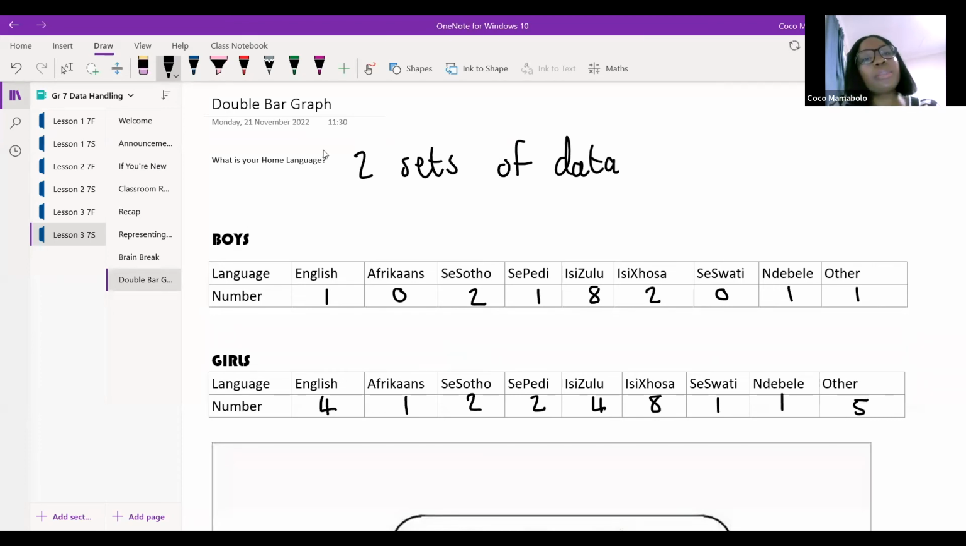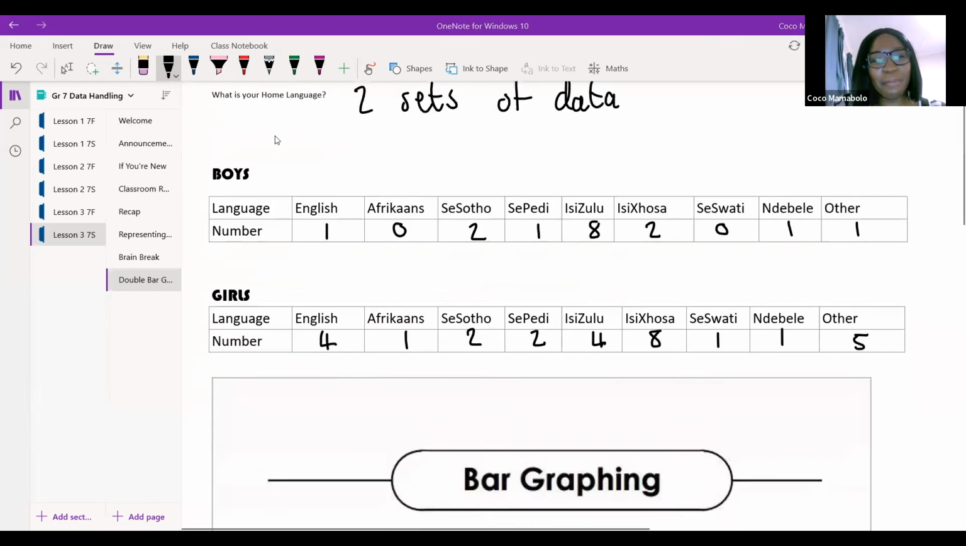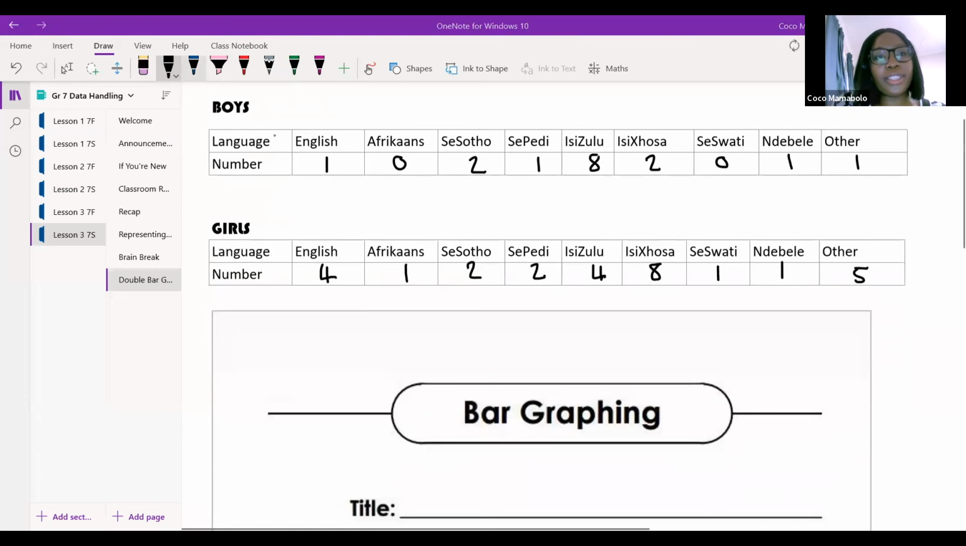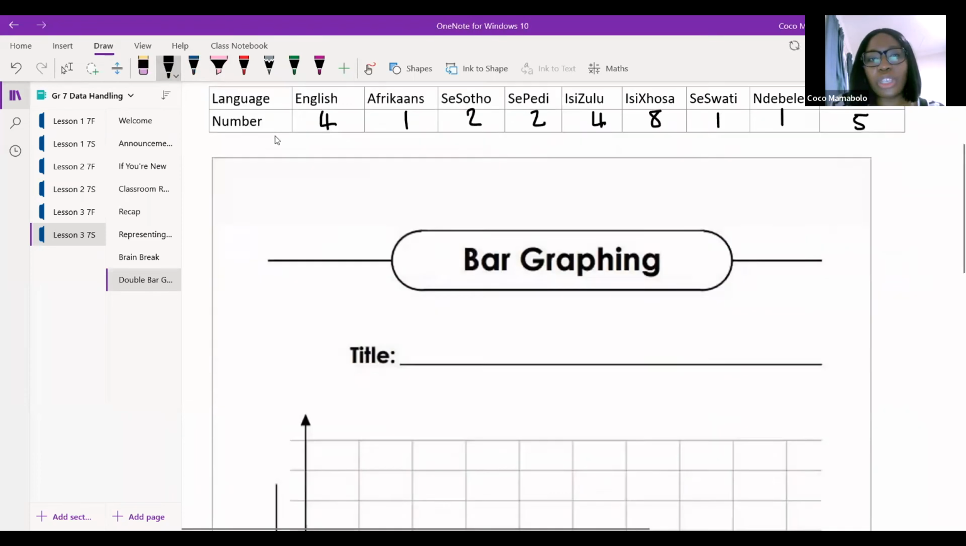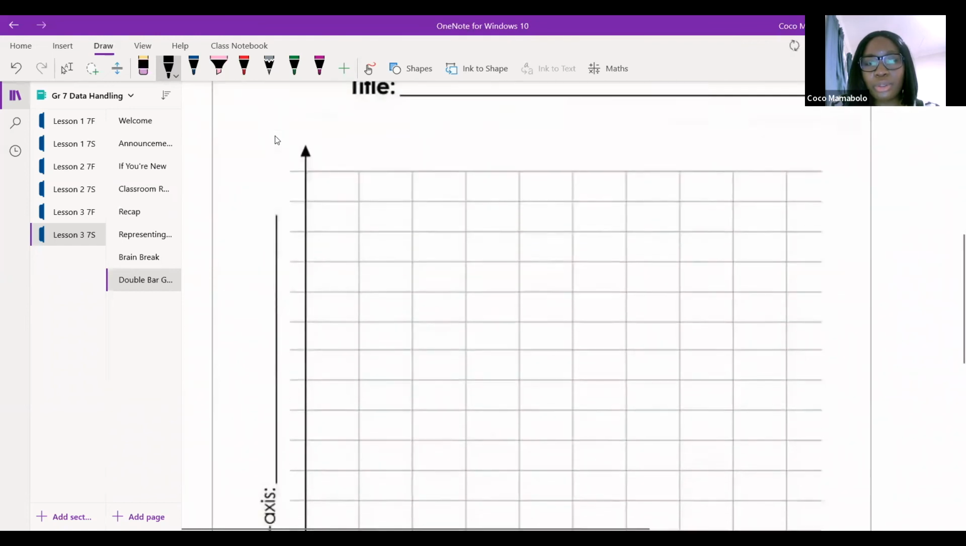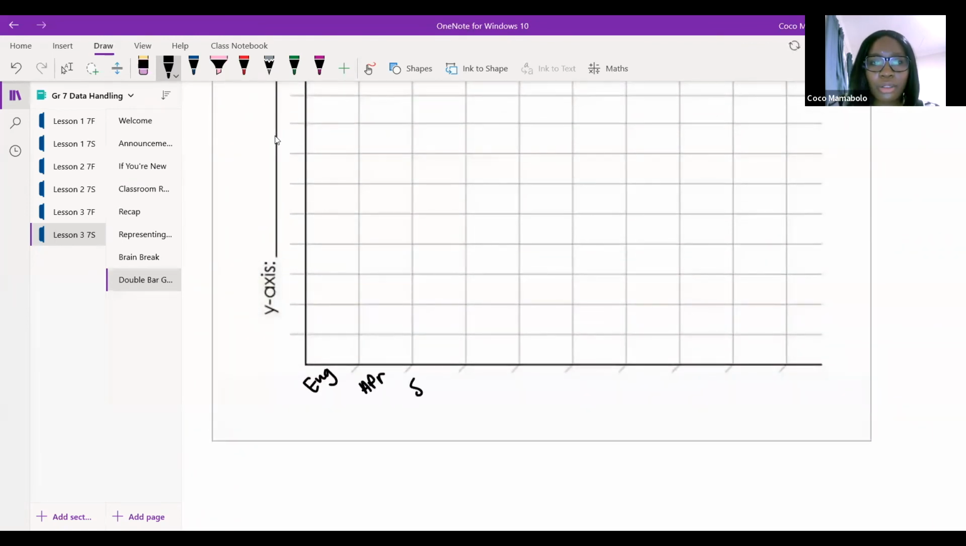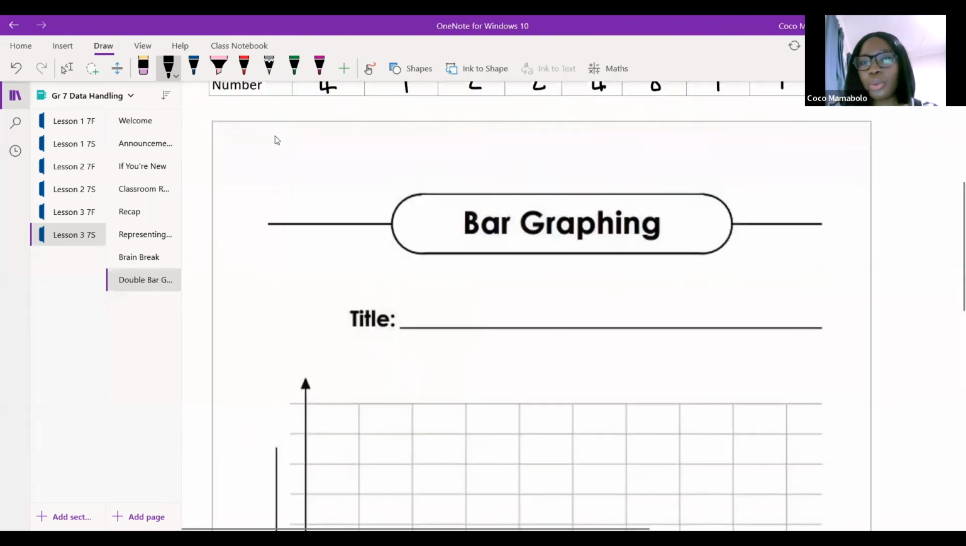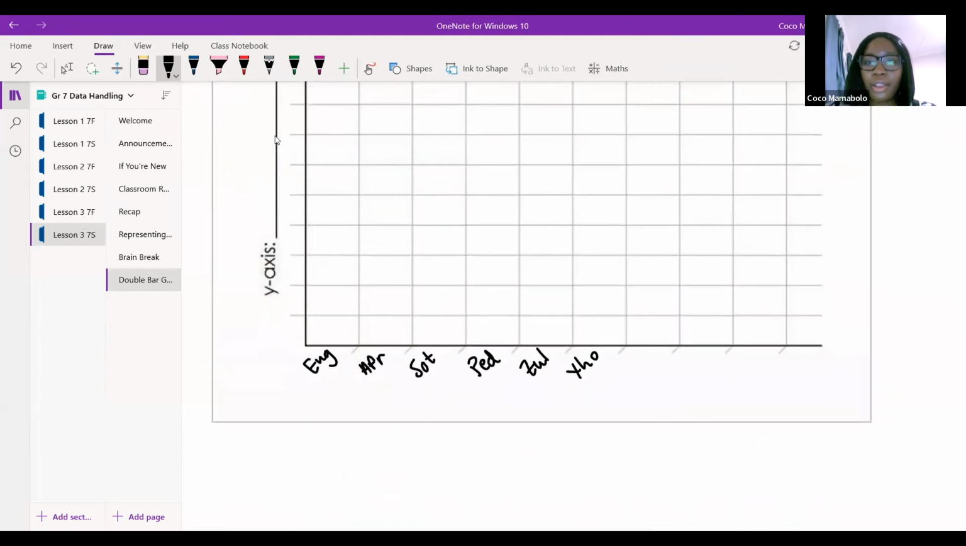Okay, excellent. So this is what we're going to do with this information that we've got here. All right, we're going to start with the boys and we're going to count. Wait, I need to go down here and write them out. Okay, so I've got English, Afrikaans, then what came next? Sotho, Pedi, Zulu, Xhosa, and then we had Swati and Ndebele and then other. Okay, Swati, Ndebele, and then other. Okay, so we're gonna start with the guys.